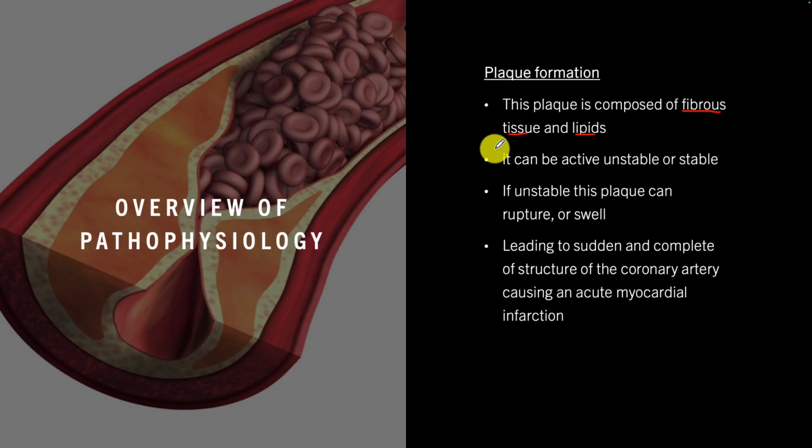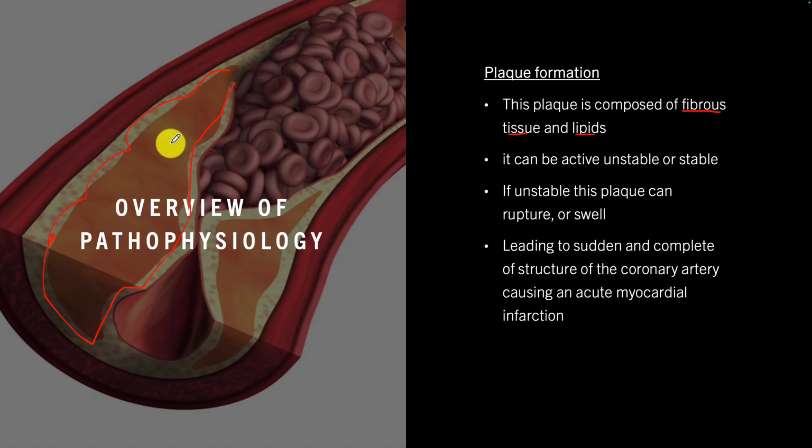A couple things to know about this plaque is it can be active, it could be unstable, or it can be stable. So what does that mean? Well, that means that the plaque can keep building upon itself, right? So it's active. It can be unstable, which means this plaque here can break off or dislocate and then go to a different part of the body and cause blockages, right? We call that a rupture.